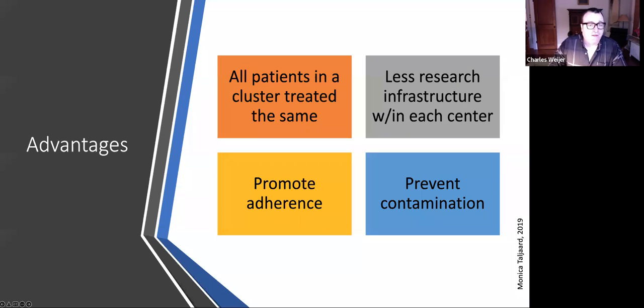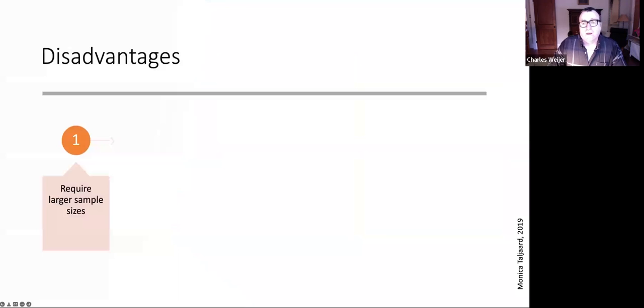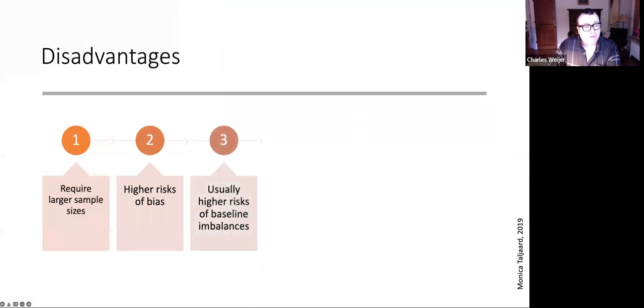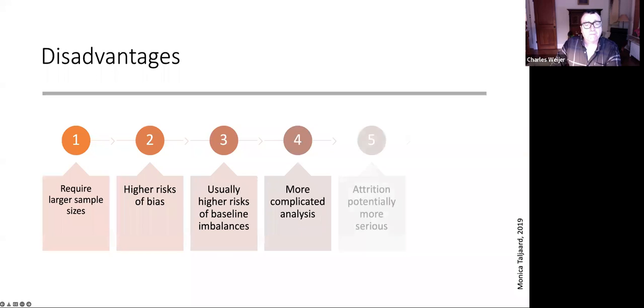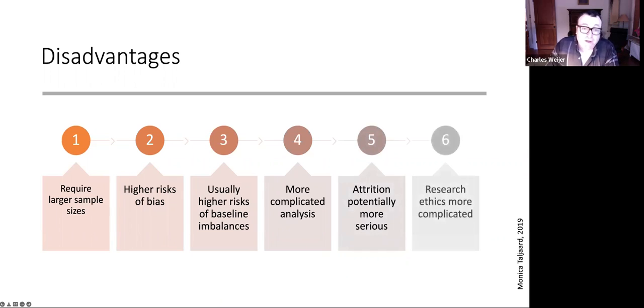Perhaps less well appreciated, though, are the disadvantages of adopting a cluster randomized design. Of course, cluster designs require larger sample sizes compared with individually randomized alternatives. There are higher risks of bias. There are usually higher risks of baseline imbalances. The analysis is more complicated. Attrition is potentially more serious. And of particular relevance to our talk this afternoon, the research ethics of these trials is more complicated.